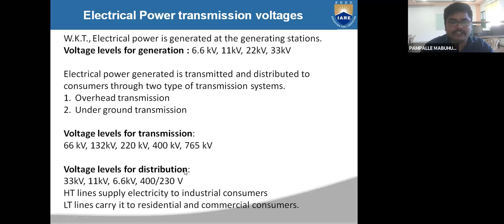So voltage levels for distribution. These are 33 kV, 11 kV, 6.6 kV, 400 volts 3 phase, 230 volts single phase. You know this, right? Now depending upon the level of transmission voltage, the lines may be called HT lines or LT lines. HT lines means high tension lines, LT lines means low tension lines. High tension lines carry power to industrial consumers, and LT lines carry power to residential as well as commercial consumers.